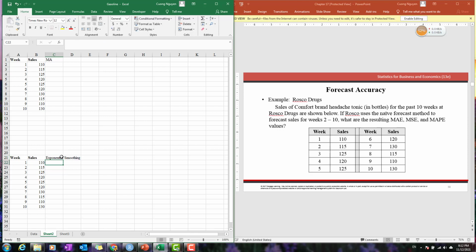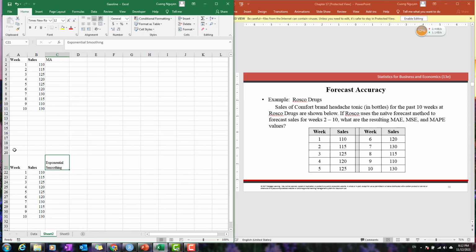At the same time I will do my best to wrap up everything to make sure you can understand the way to calculate the forecasting accuracies of the model. So let's start with the first way, the moving average.